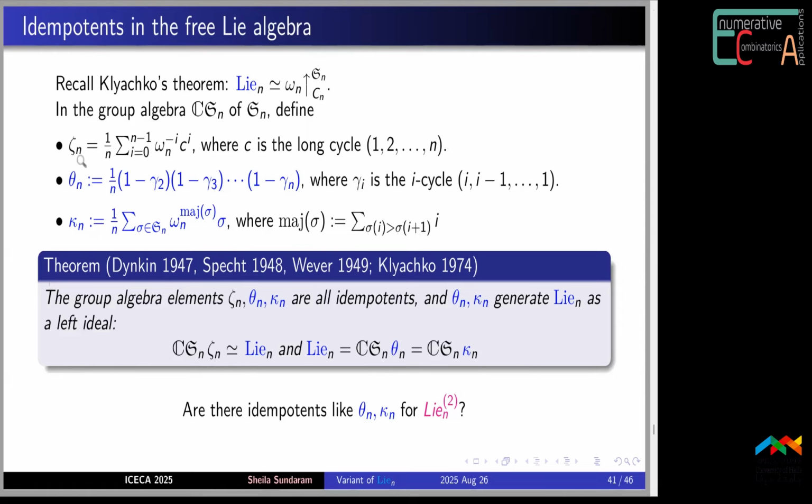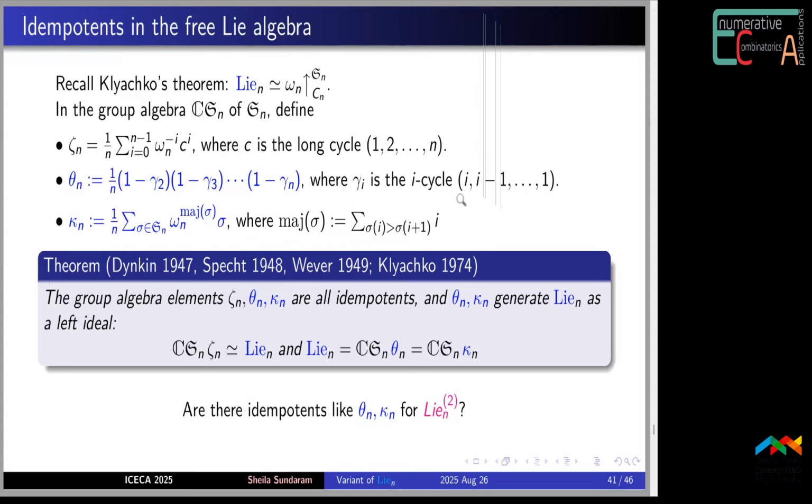So first of all, in the group algebra of Sn, I want to define zeta n like this. So omega n, if you remember, is the primitive nth root of unity, and C is the long cycle. Zeta n is just the standard idempotent that generates a left ideal isomorphic to omega n induced from Cn to Sn. The more interesting ones are theta n here.